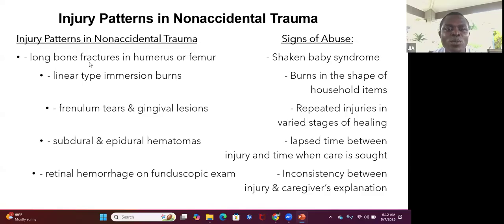You can have long bone fractures in the humerus. You know, humerus is the long bone of your upper arm, and your femur is your thigh bone. So when you have fractures in the humerus or femur, you can suspect that. Then linear immersion burns. So you have a kind of burn on the child which looks very linear, and that means it was done deliberately.